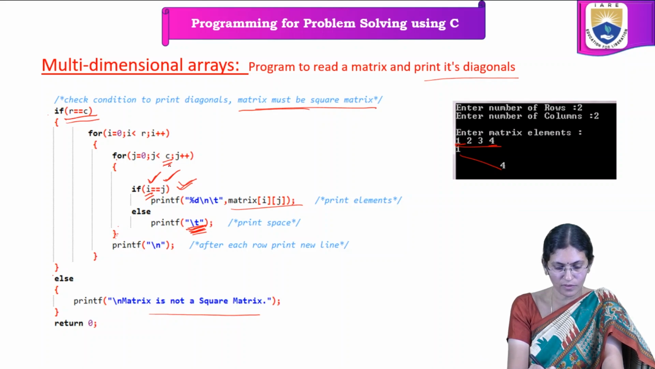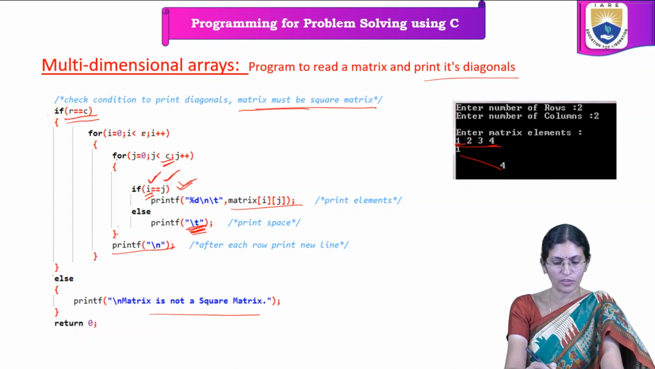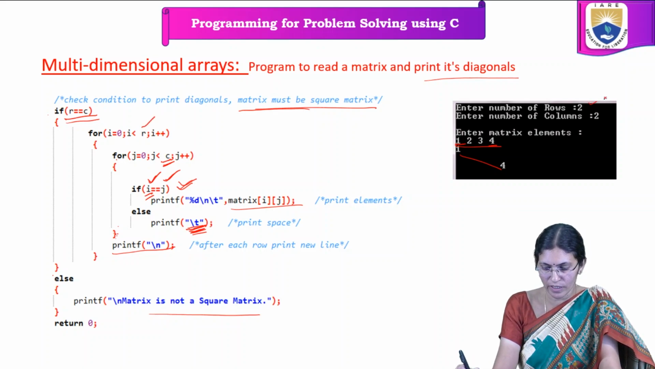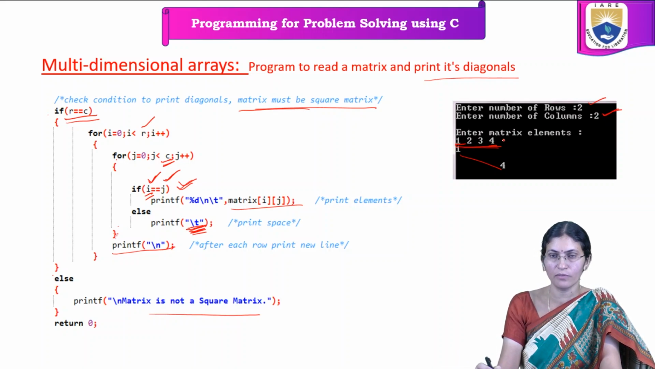So suppose after these many times, then the cursor will move to the next line. Then again this outer for loop will be executed for the number of rows which are specified. Suppose the input given is 2 by 2. So 2 rows and 2 columns we have entered, and these are the matrix elements 1, 2, 3 and 4.